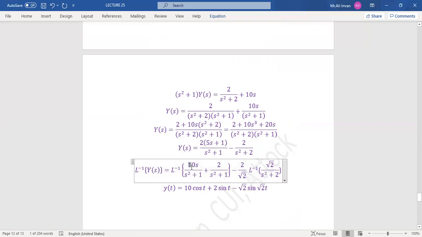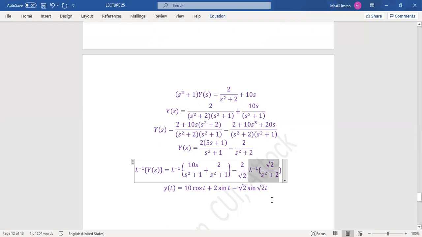The inverse Laplace transform of this will be equal to cos of t, and the inverse of this will be equal to sin of t, and the last term inverse will be equal to sine square root 2t. So, dear student, we have solved this in this lecture.